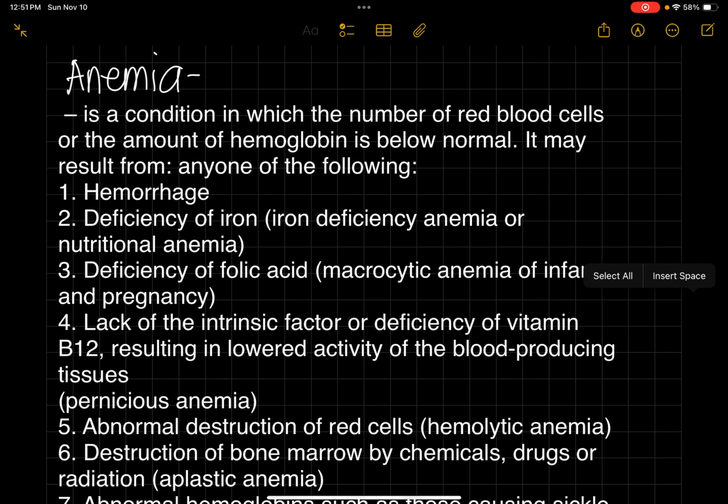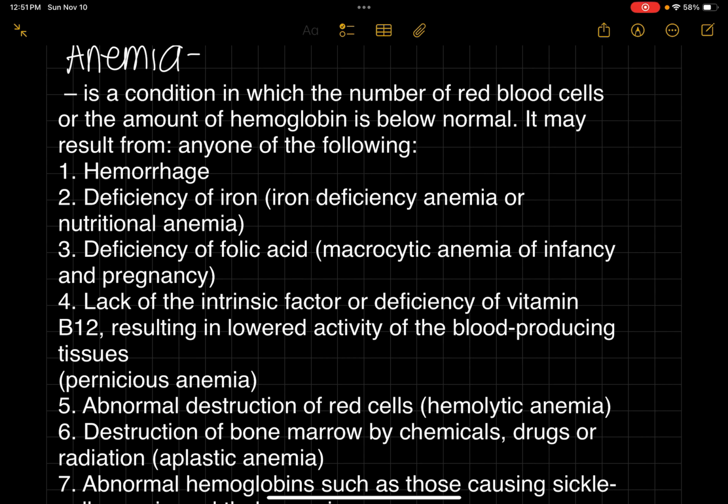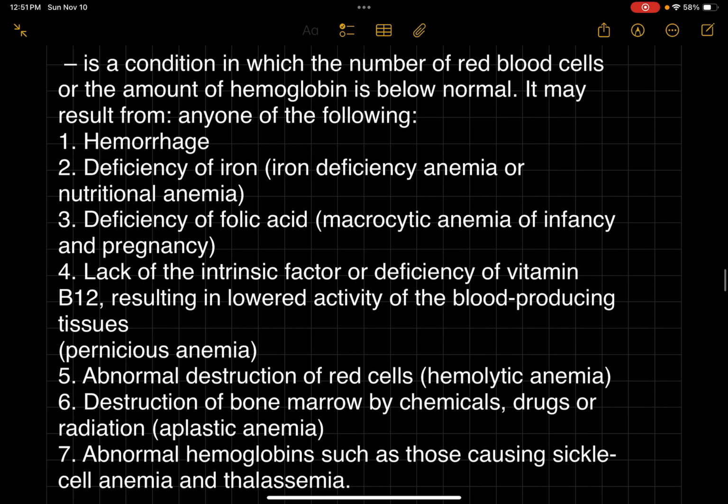for example, we lack clotting factors, and you were hit by a truck, or you have an accident, and then hemorrhage, we lose blood without proper clotting. Number 2, deficiency of iron. Iron deficiency anemia or nutritional anemia. So what we can do is give supplements, dietary supplements, vitamins. Deficiency of folic acid, macrocytic anemia, in infancy and pregnancy.